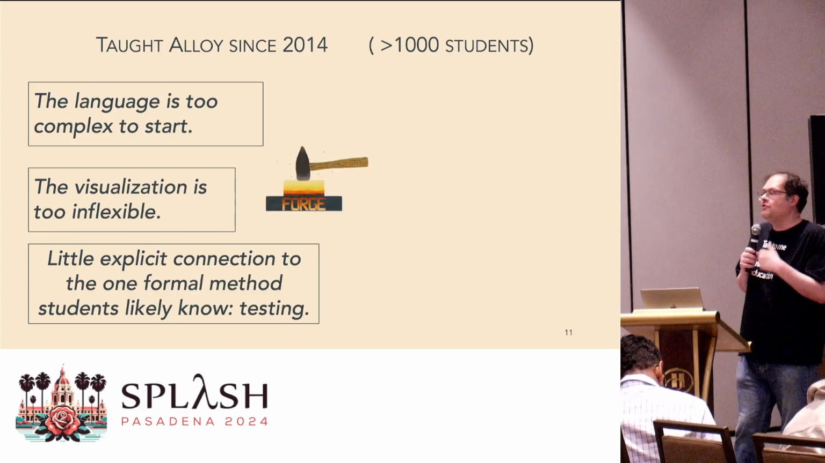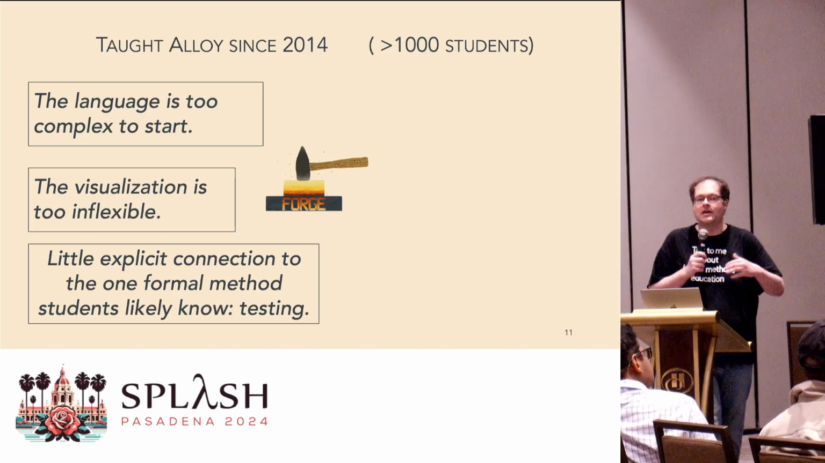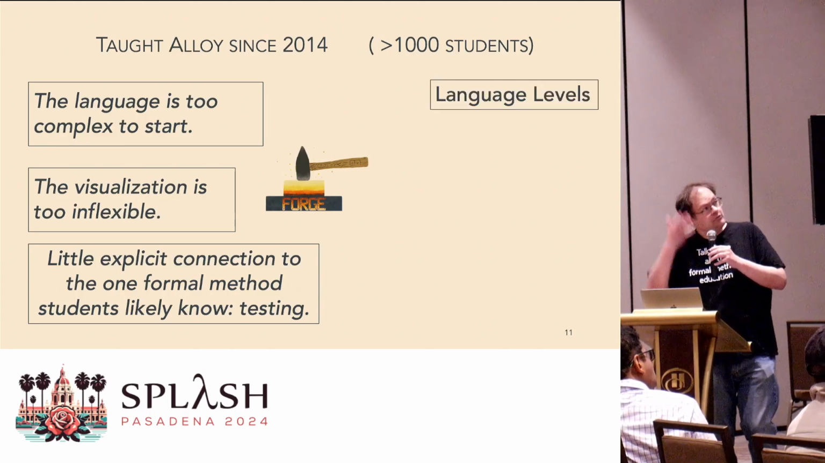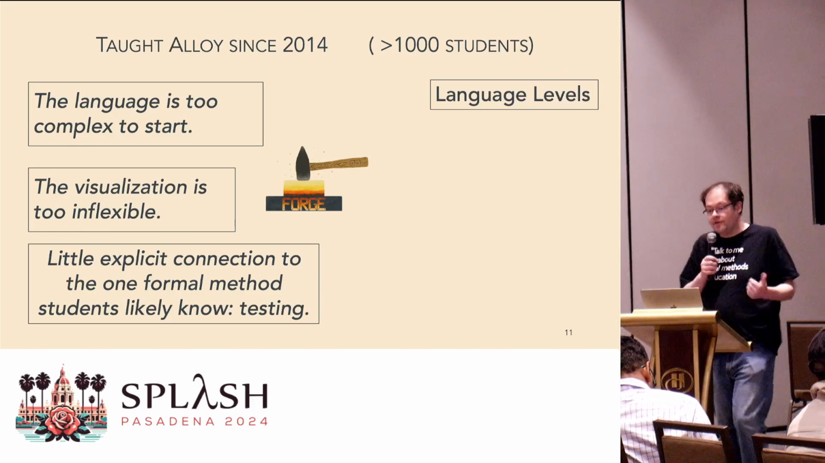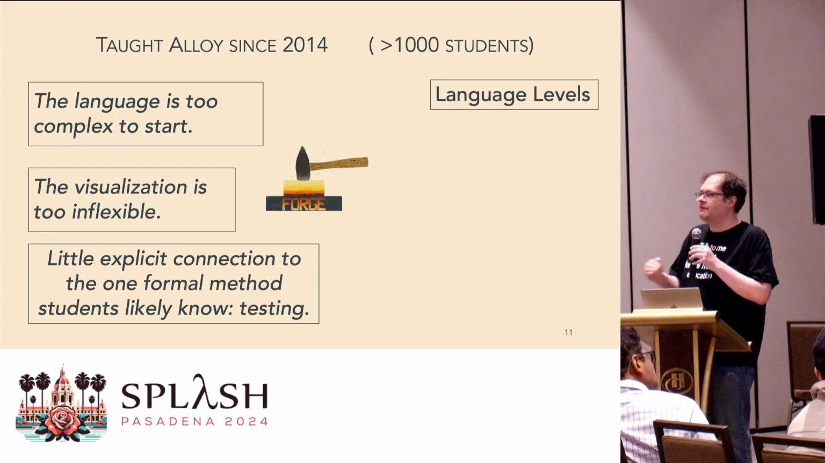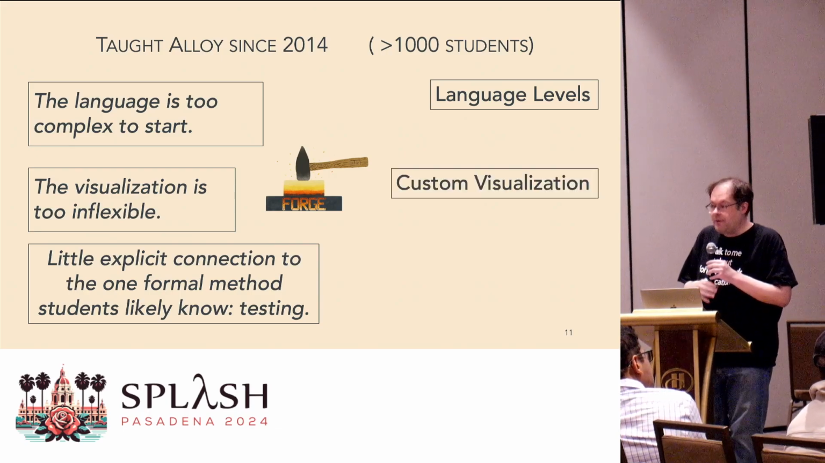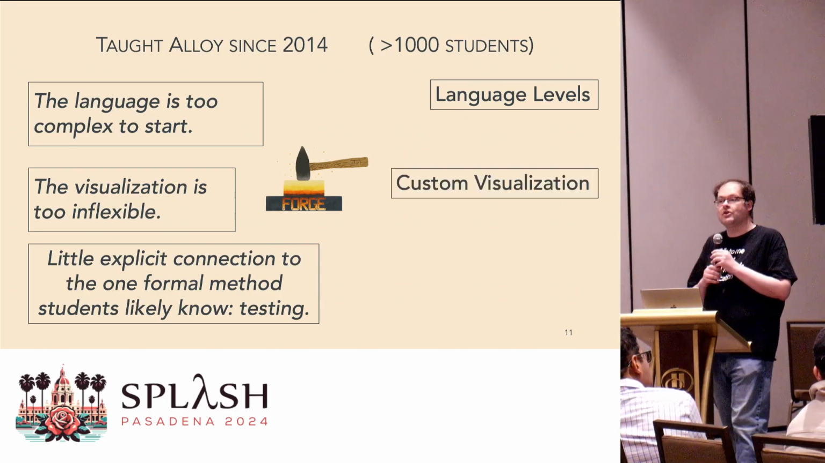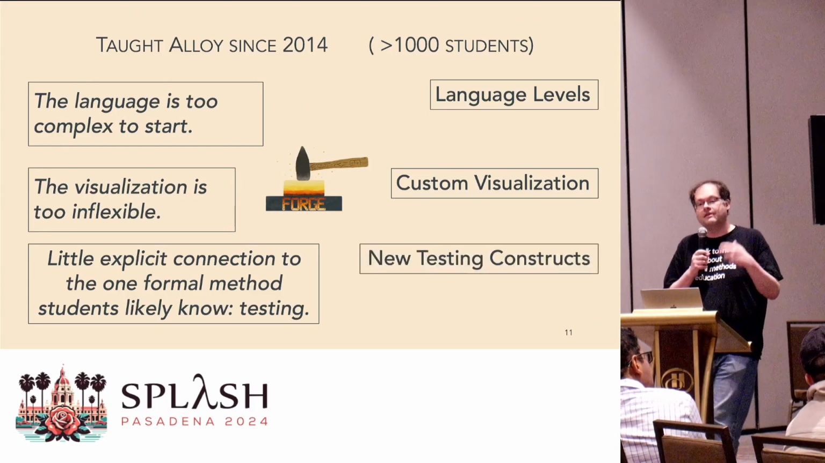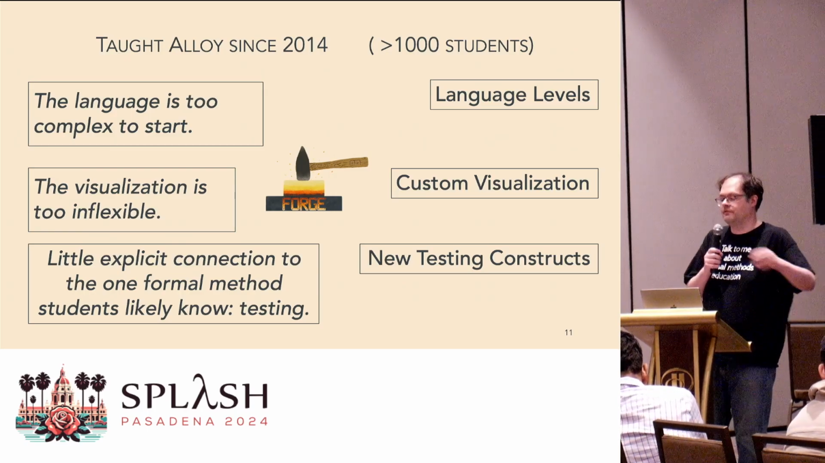Thus, we have created a tool called Forge, and you can think of Forge as Alloy for education, specifically for the other 90%. The way that we respond to these issues is first, we add language levels that provide a scaffolded progression of expressive power to match the progression of student skills. We provide custom visualization facilities. And we provide some new testing constructs to help scaffold that evolution from unit testing in programs to formal specification.